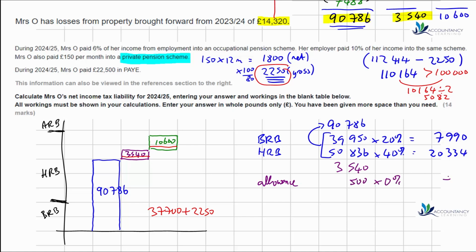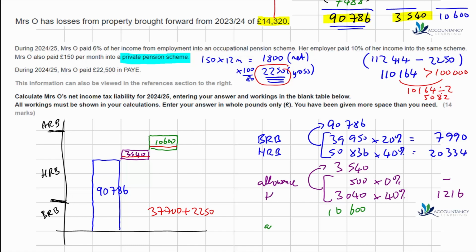And then on top of that, we've got the 3,040, which is going to be taxed at the higher savings rate of 40%, which is 1,216. So remember, those two numbers give us our total savings income. And then stacked on top of that, we have our dividend income of 10,600, of which, remember, there is an allowance. Let's just fill our notes here.